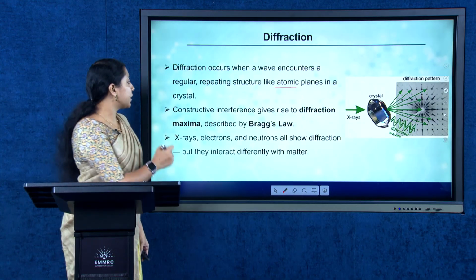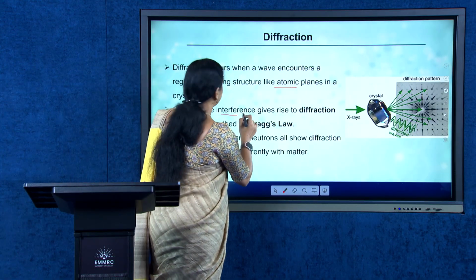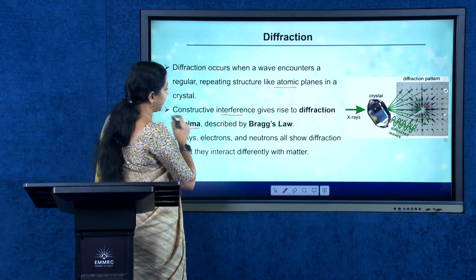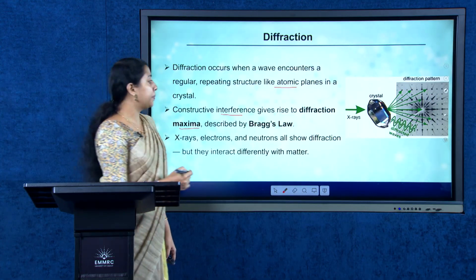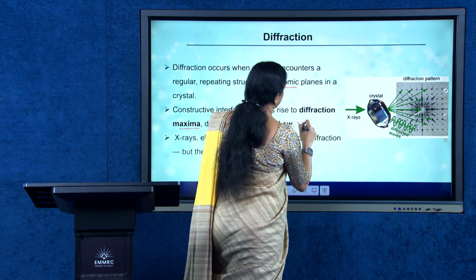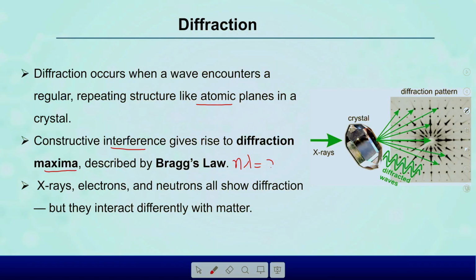And constructive interference gives rise to diffraction maxima as described by Bragg's law, that is n lambda equals 2d sin theta, where lambda is the wavelength of the electromagnetic radiation. Here, if it is X-rays, then the wavelength of the X-rays, n is the order of diffraction, d is the spacing between the atomic planes, and theta is the diffraction angle.